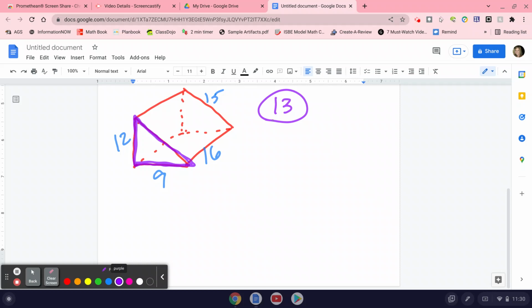Almost. Yes. So A equals base times height divided by 2. How do we find the base and the height of a triangle? Jake?